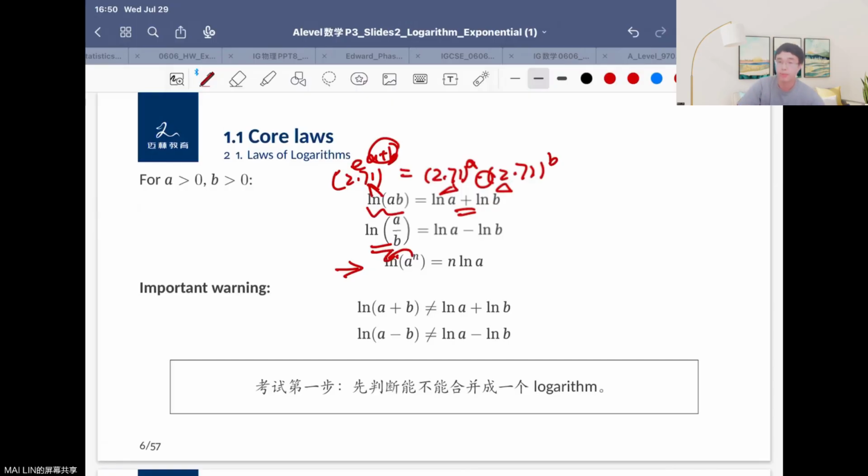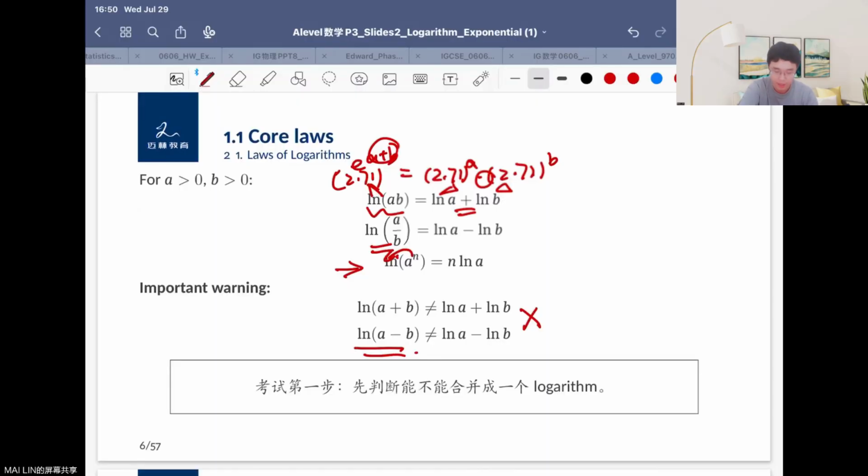And also remember, not to write it down in this method. Some students write ln A plus B equals ln A plus ln B. Okay, that is not correct. So please remember all of this, okay? And also, if you write ln A minus B, it also doesn't equal ln A minus ln B, okay?